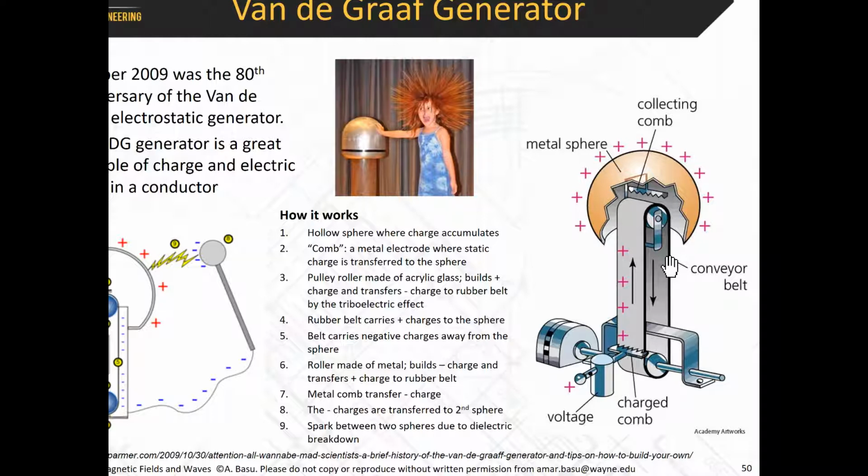This is a kind of interesting phenomenon. So yes, there are different types of this, but the phenomenon is basically that you can build a positive charge on one end and a negative charge on the other end using the triboelectric effect.